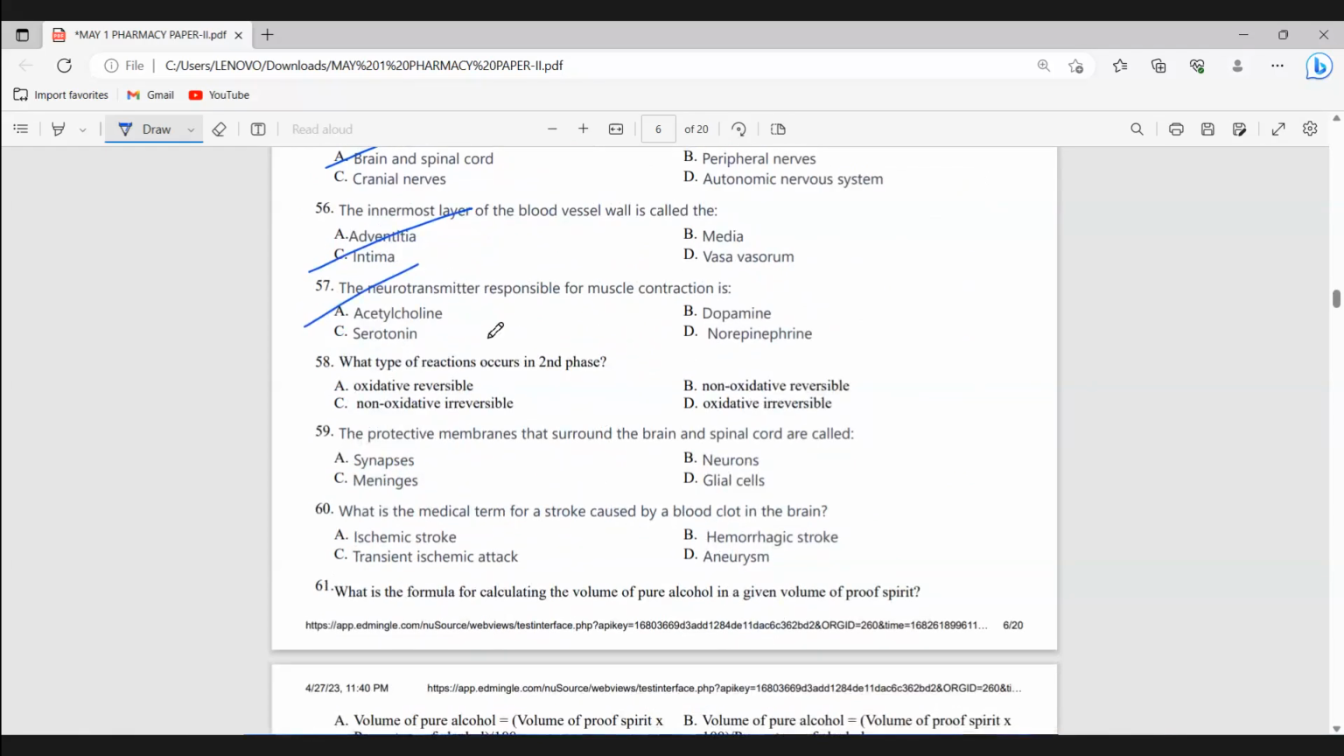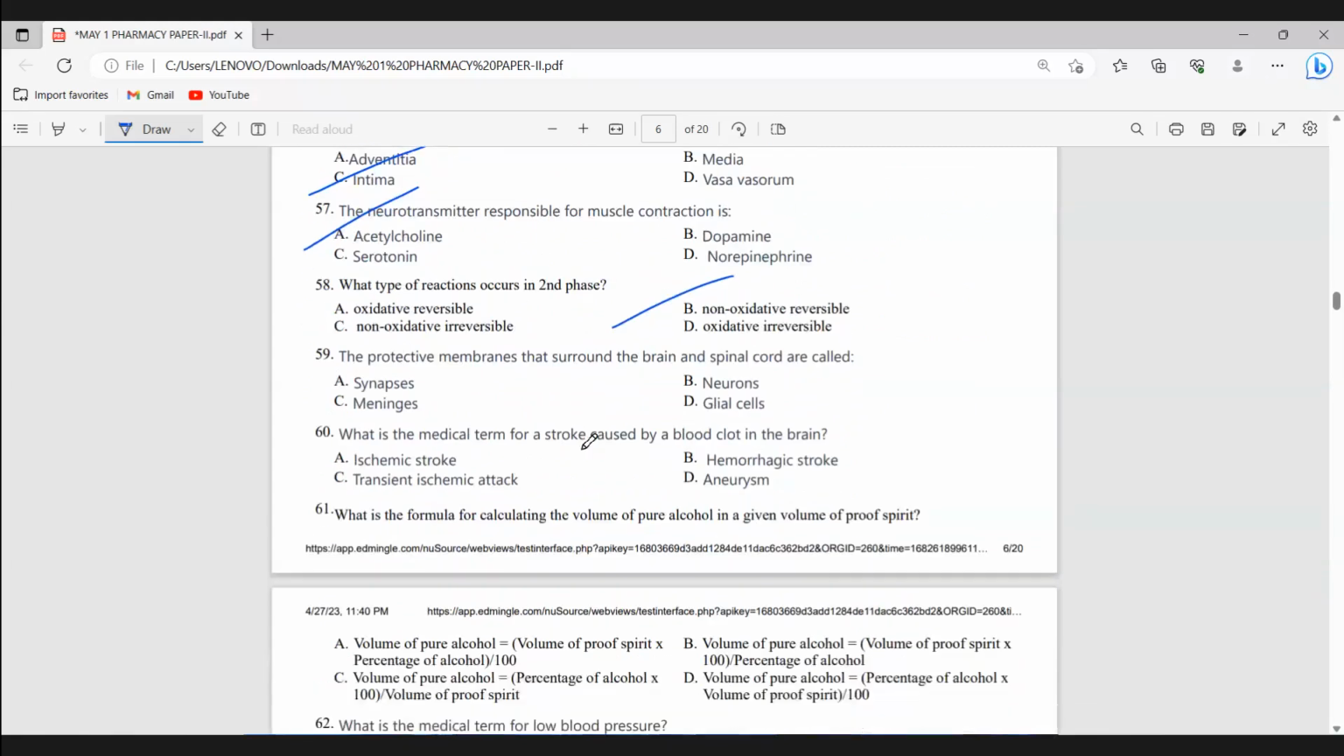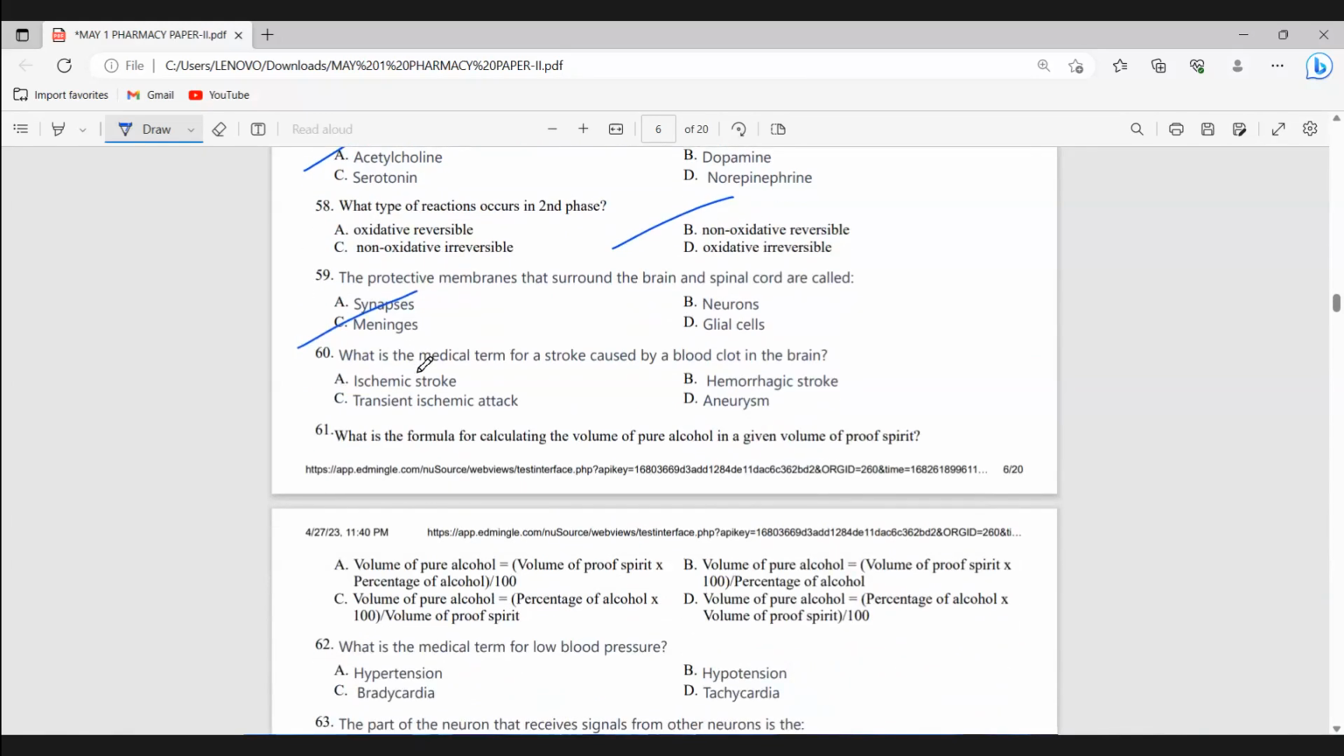Then 58, what type of reaction occurs in second phase? Non-oxidative reversible. Then 59, the protective membranes that surround the brain and spinal cord are called meninges. Then 60, what is the formula for calculating the volume of pure alcohol in a given volume of proof spirit?